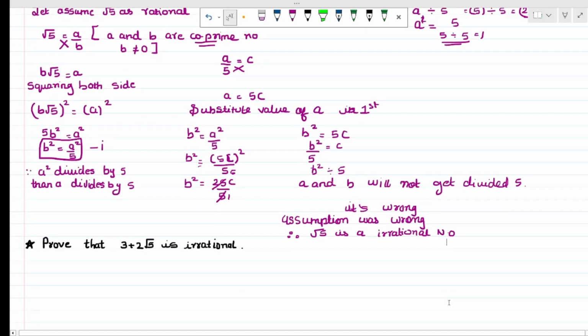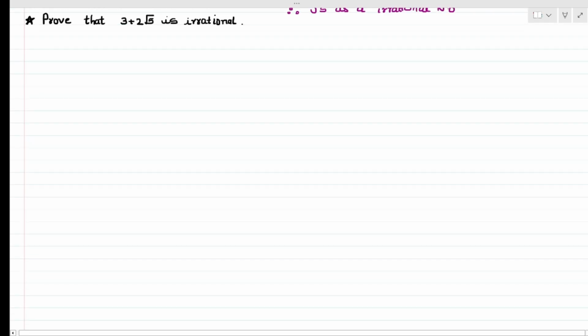Now let's move ahead with the next, which is the continuation. The next question is, prove that 3 plus under root 5 is an irrational number. Now, one term is added. That means this is my binomial term. And I need to prove that 3 plus 2 under root 5 is an irrational number.